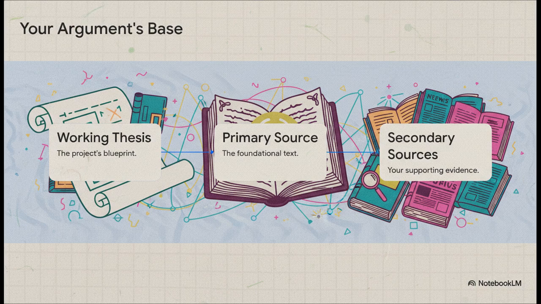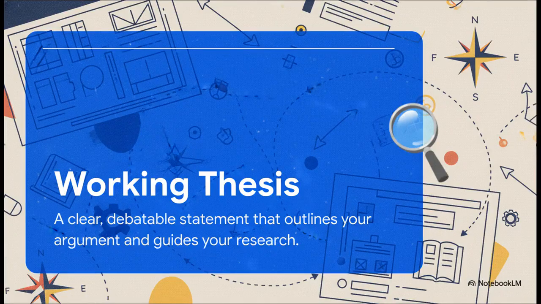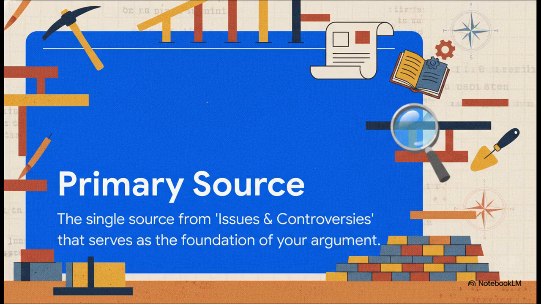Let's break down what each one actually is. First up, your working thesis. This thing is your project's blueprint. And it's not just a topic, right? It's a sharp, clear, and, this is key, debatable statement. It basically declares to the world, here's what I am setting out to prove. Everything you do from this point on, every source you find, has to connect back to this thesis. It's your guiding star.